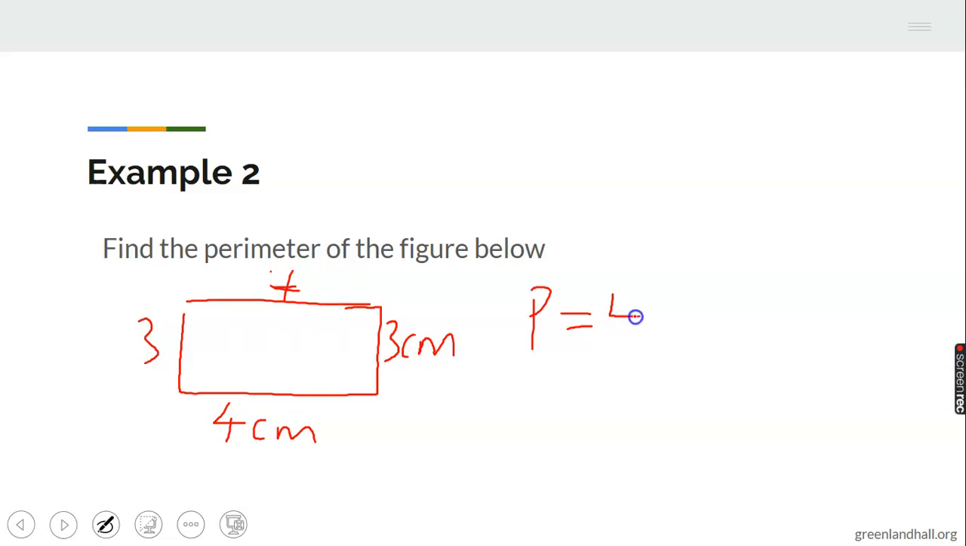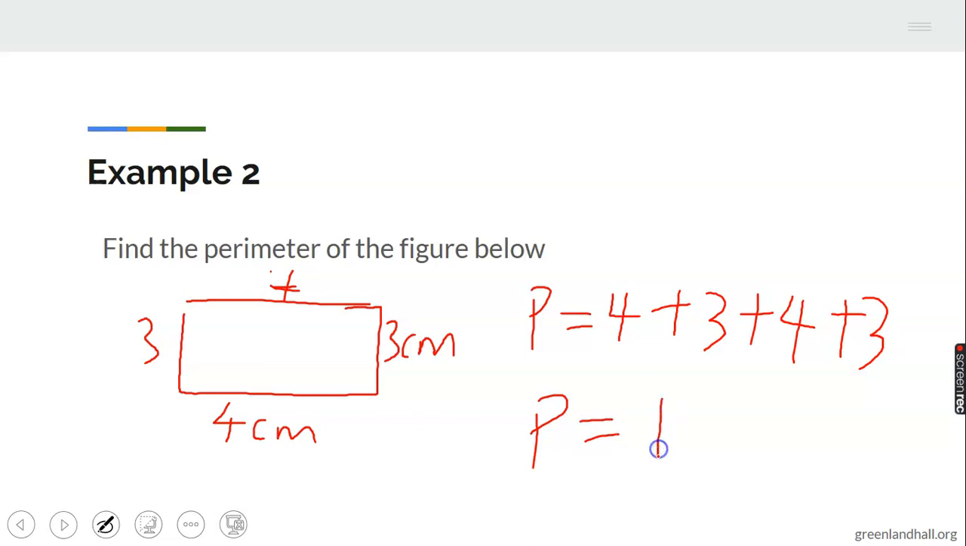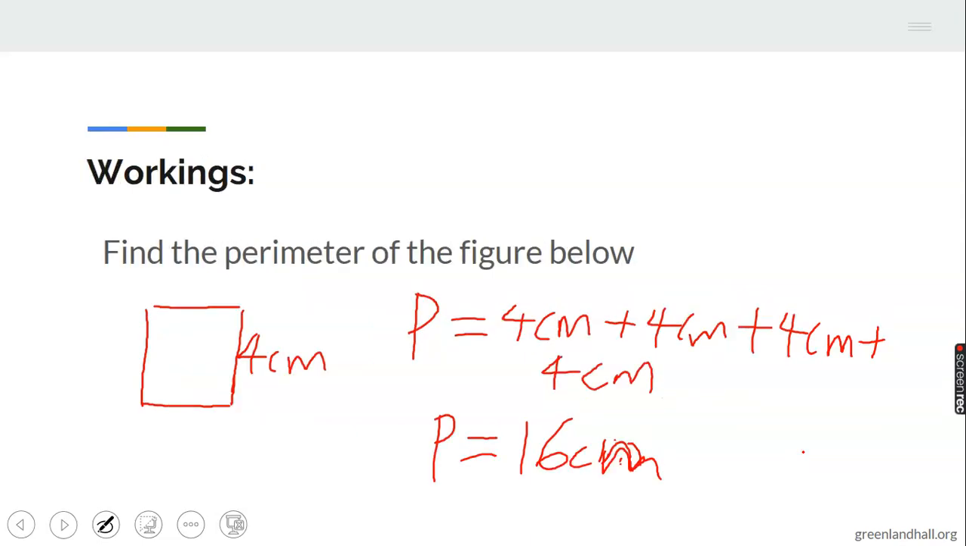That is 4 plus 3 plus 4 plus 3. 4 plus 3 will give you 7. Then 7 plus 4 will give you 11, plus 3 will give you 14 centimeters. I think it's clear.